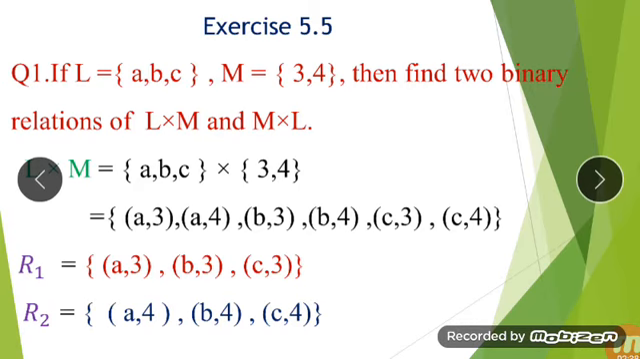We have here exercise 5.1. Question number 1. If set L has the elements A, B and C and set M has the elements 3 and 4, then find two binary relations of L into M and M cross L. We are going to find two binary relations.